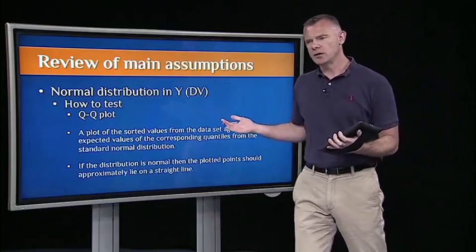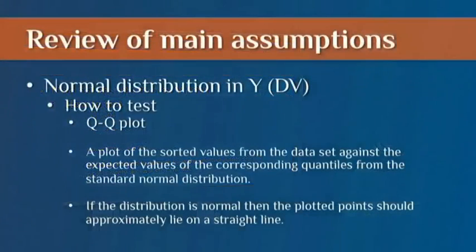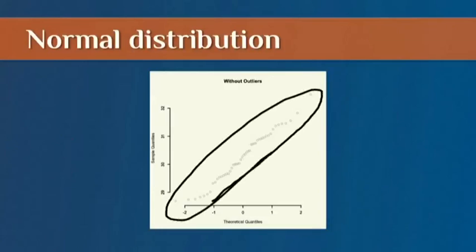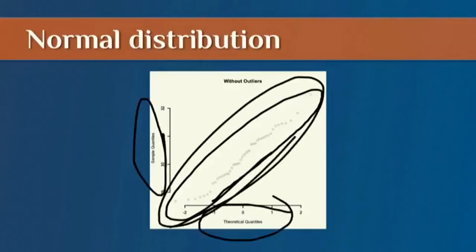Another way I could observe those is through this QQ plot, which is a plot of the sorted values from the data set against the expected values of the corresponding quantiles from the standard normal distribution. It's a little bit hard to see perhaps, but what you see in a QQ plot when there's a normal distribution is this nice linear function with all of our data points, where we have our sampled quantiles against the theoretical quantiles. And they should form, again, this nice linear function.